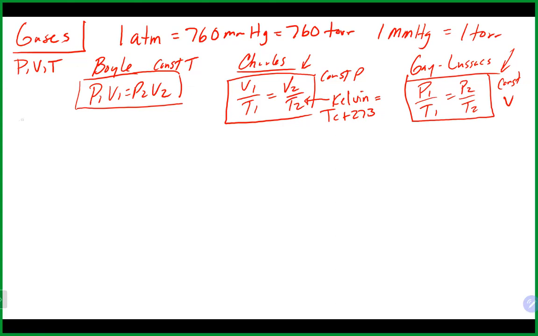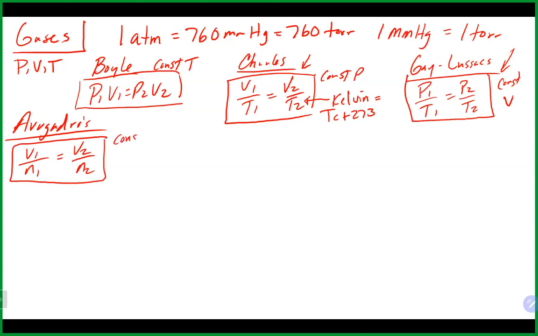We also briefly talked about our good friend Avogadro. There was a lot of moans at that point. That is V1 over N1 is equal to V2 over N2, at constant temperature and pressure. As the volume increases, so does the number of moles, which is what N is in this equation. N is the number of moles, and V is volume. Again, it could be any unit of volume, as long as it's the same on both sides.